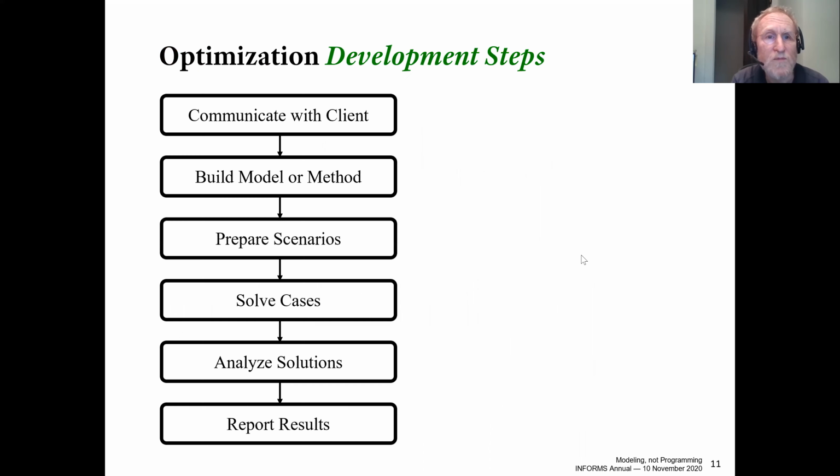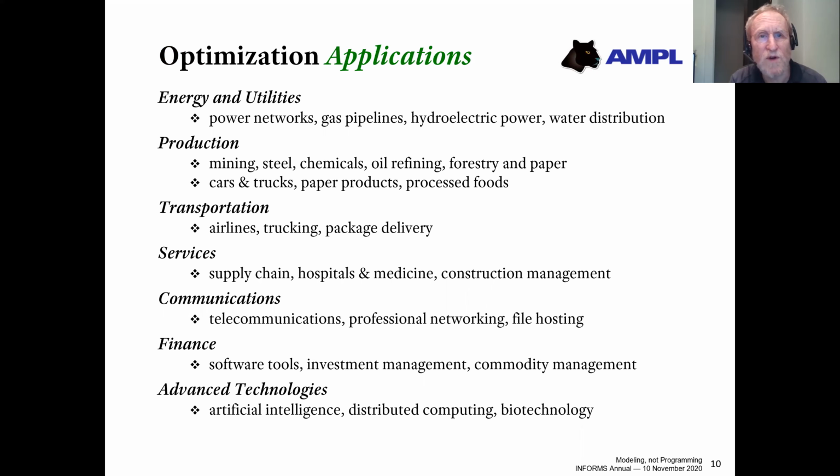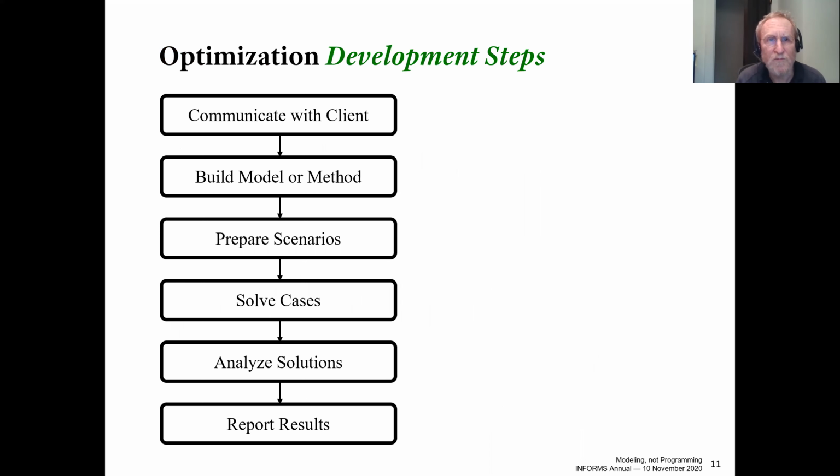And so let me now describe how you do optimization if you're in one of these applications. And the steps are pretty straightforward. You start off by communicating with a client that has some difficult problem that involves potentially minimizing costs or maximizing profits. And you build some model or method that describes it, and you prepare some data scenarios and solve some cases. And then you can analyze the solutions and report some results.